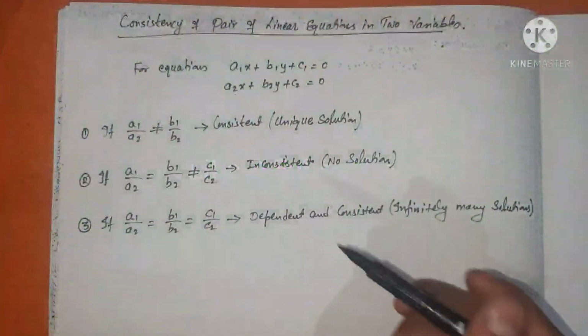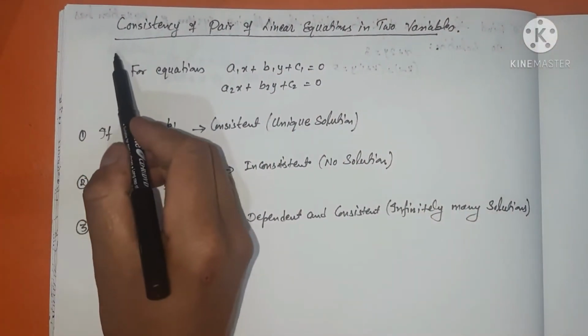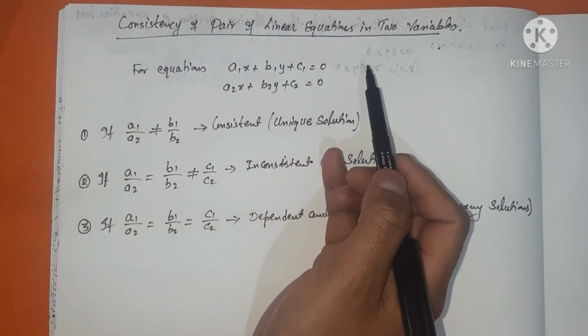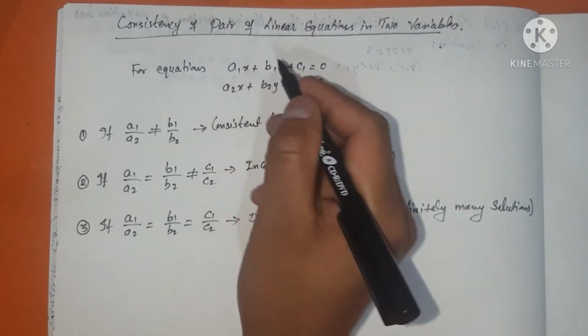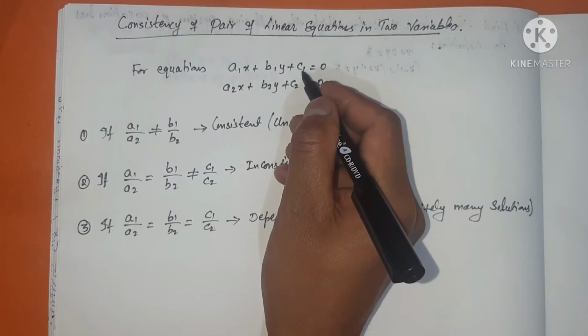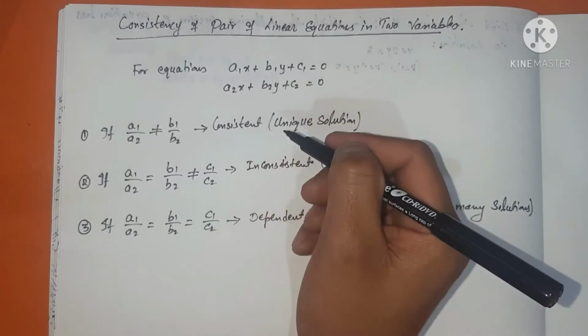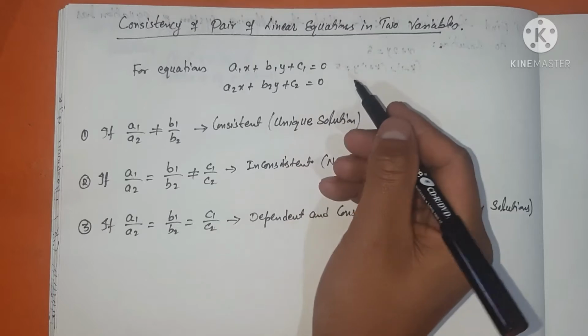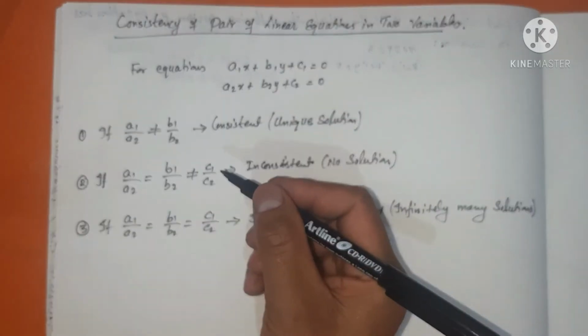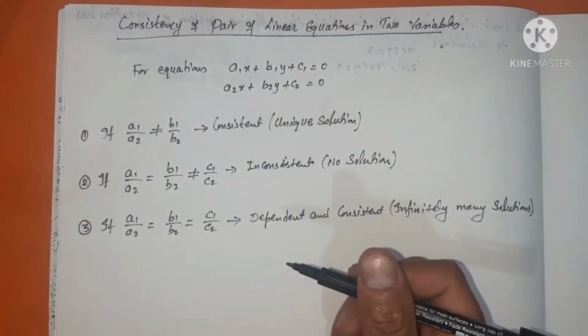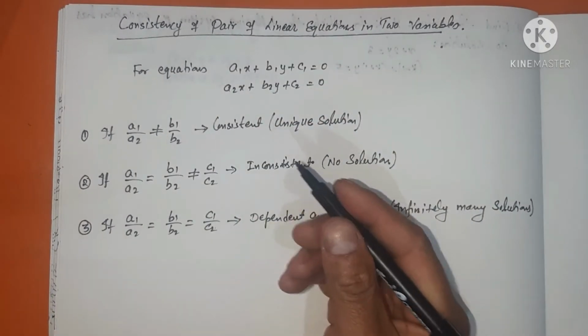Okay, dear students, in this video we are going to talk about consistency of a pair of linear equations in two variables. By comparing the coefficients of x, y and the constant, we will discuss whether the pair of linear equations is consistent or inconsistent. They have solutions or no solution. If they have solutions, unique solution or many solutions.